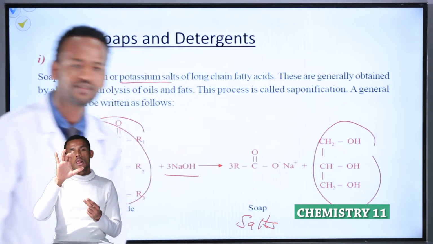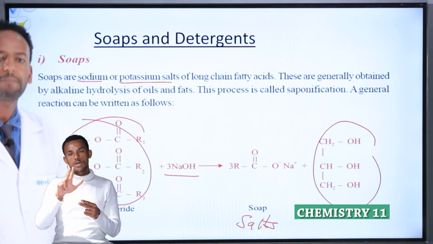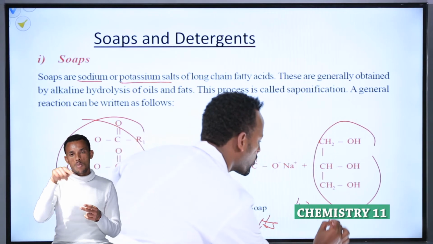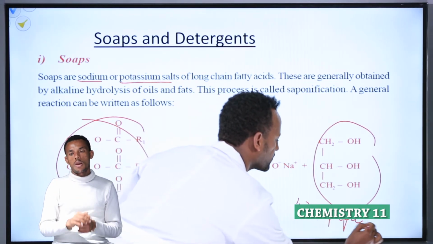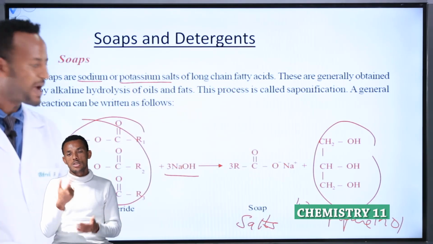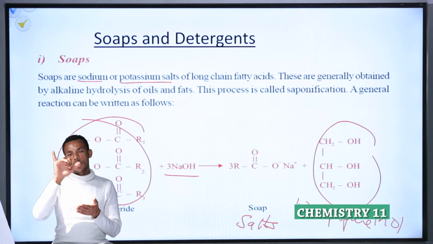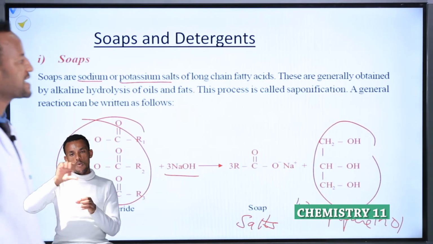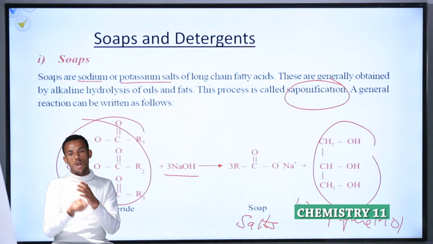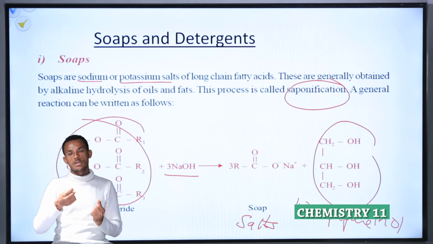Glycerol. The other name of glycerol is what? 1, 2, 3 propanetriol. The byproduct of soap is glycerol, known as an alcohol. This process is what? Already discussed: saponification, the production of soap. What types of base can be used? A strong base such as sodium hydroxide.